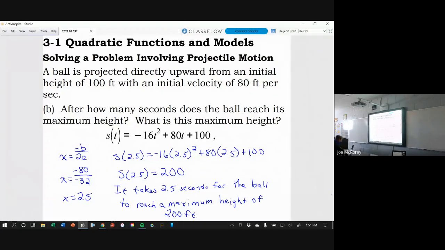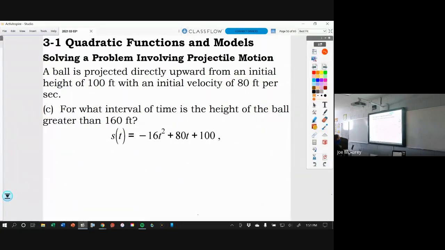Next question. For what interval of time is the ball greater than 160 feet? So obviously, if that ball is thrown up and it hits 200 feet, at some point it's got to hit 160, right? And it's going to stay above 160 till it's coming back down and it crosses 160 again. Any thoughts on how you go about solving this? Calculator. It works.